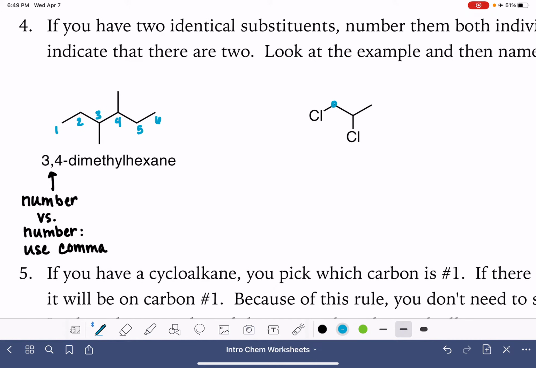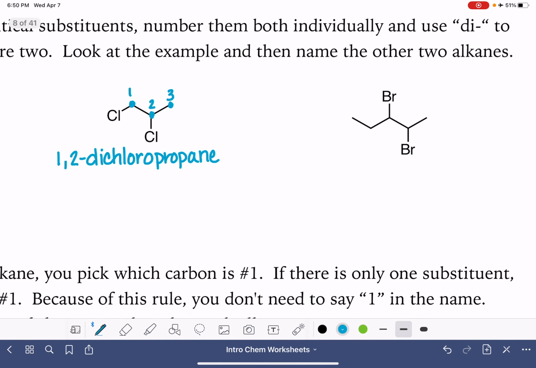First molecule here, we have a 3-carbon parent chain. We want to number this from left to right. We have a chlorine on carbon number 1. We have a chlorine on carbon number 2. So we can say 1,2-dichloro instead of saying 1-chloro, 2-chloro. And then we follow that up with the parent chain, propane. 3-carbon is propane. And then we have one more example over here.